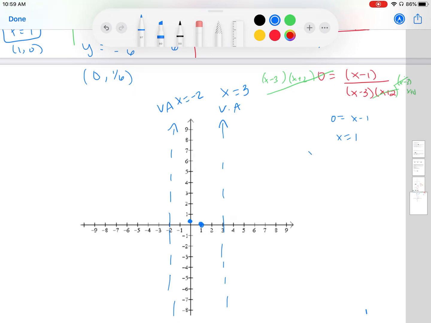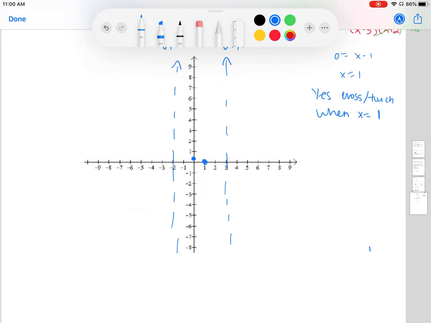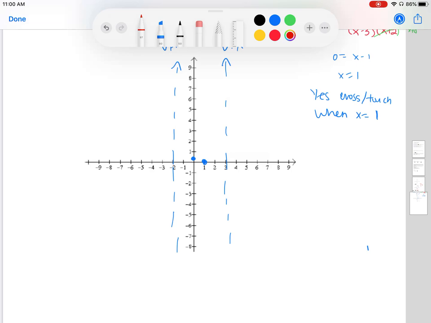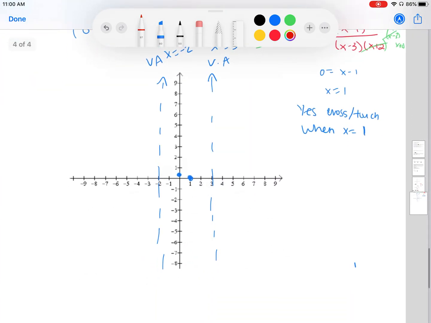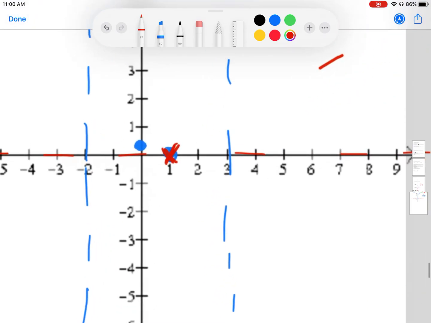So this means that yes, we touch or cross our horizontal asymptote when x equals 1. So we have a horizontal asymptote, which we said we do at y equals 0. So a horizontal asymptote at 0. And we learned that we cross it when x equals 1. And that's this point here. I kind of drew a little x so you can keep in mind that you might cross or touch. We don't know what's going on.